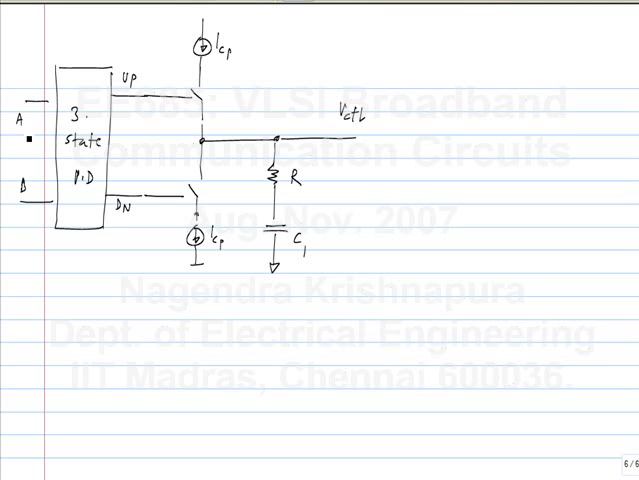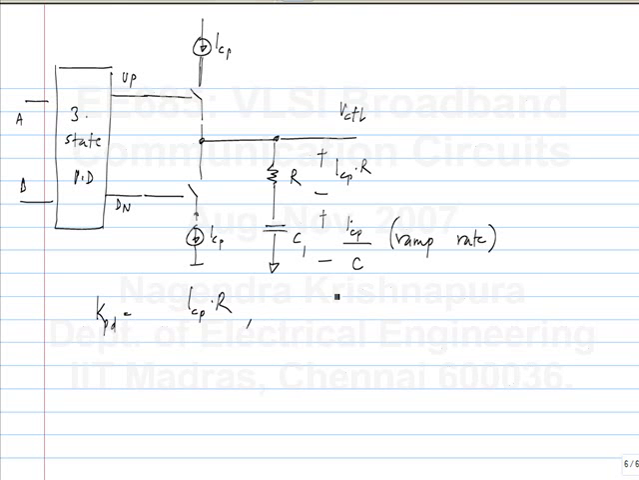So we just have to look at what happens when up is high: ICP will flow into this. The voltage across this is the proportional output in the controller. It is ICP times R. And this is a ramp which will go up at a rate ICP by C. So simply KPD is ICP times R and KPDI is ICP divided by C, and it has the right dimension as you can see.